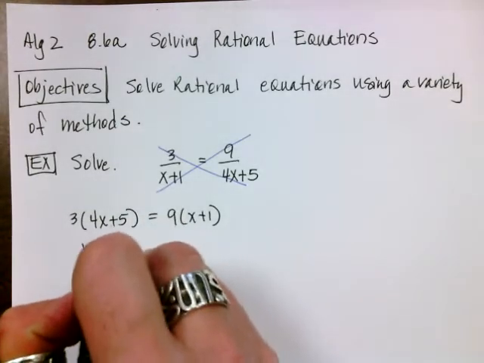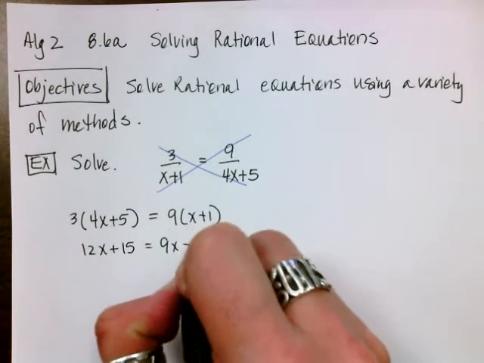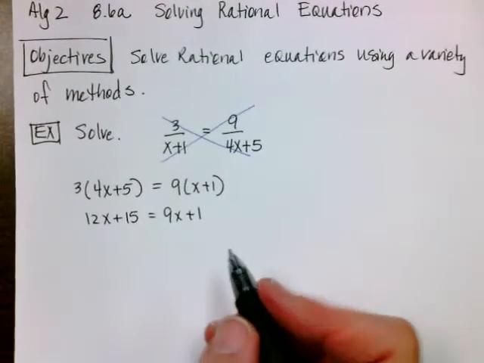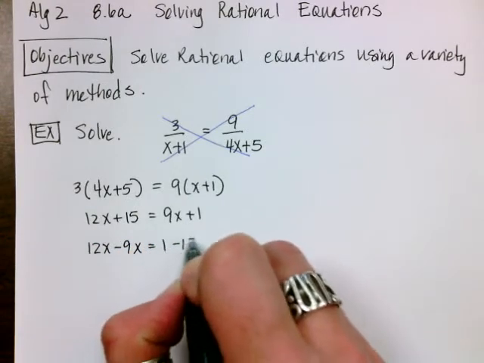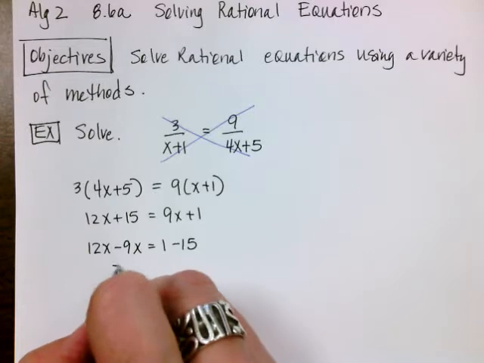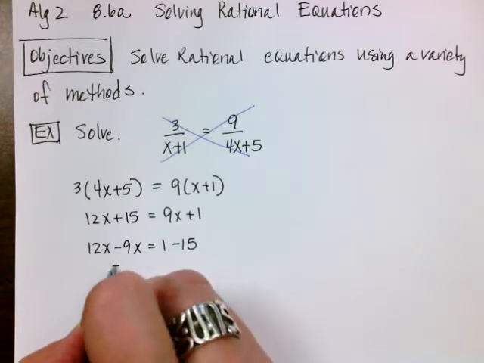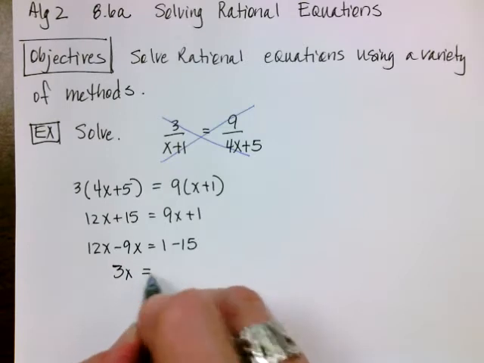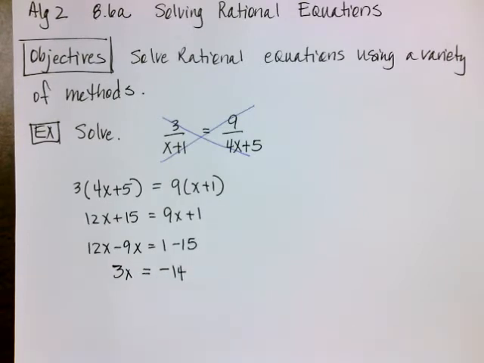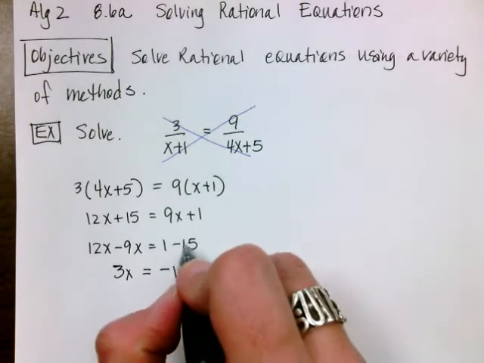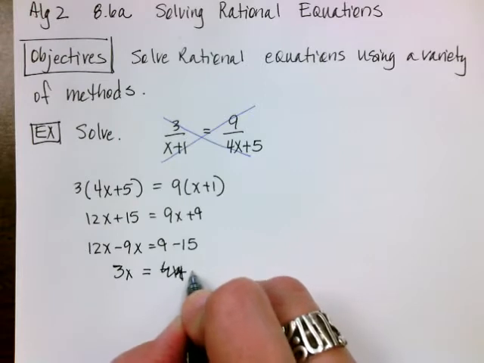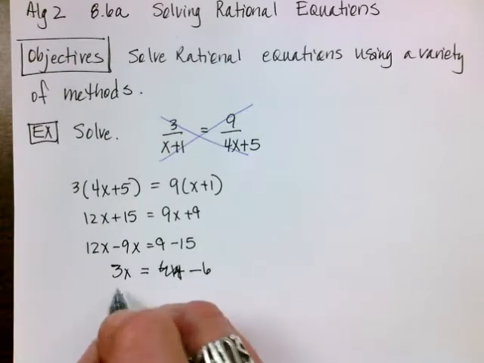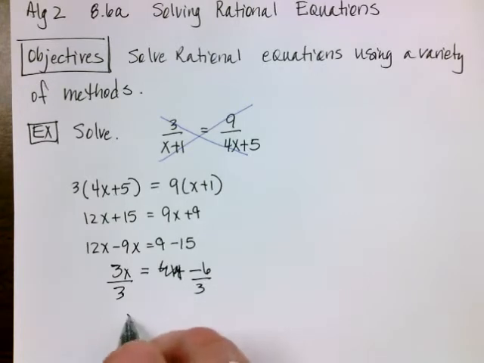So I'm going to get 12x plus 15 is 9x plus 9. I need to put all like things on the same side, so 12x minus 9x is going to equal 9 minus 15. So that gives me 3x is equal to a negative 6. What the heck? Oh, that's a 9, my bad. I'm thinking, what did I do wrong? Scribble, scribble, scribble. This is a negative 6. So then I'm going to divide both sides by 3, and x is going to equal a negative 2.